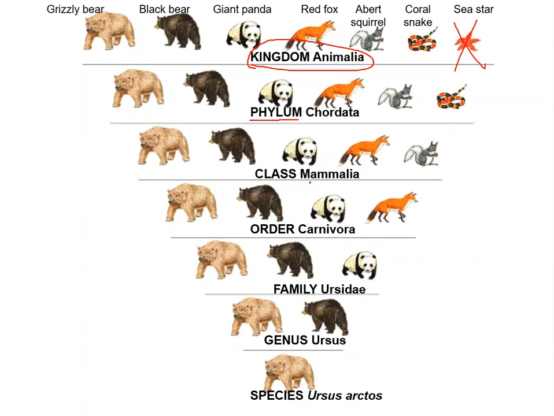Then you get more specific. You get to your mammals, which is a class. That would get rid of the snake, which is a reptile. Then you get into your carnivores, your Carnivora, which is an order. That would get rid of your squirrel, for instance. And then your Ursidae, this is where you get into your bears here. That would eliminate this fox, and then so on until you get down to a specific, polar bear, for instance.